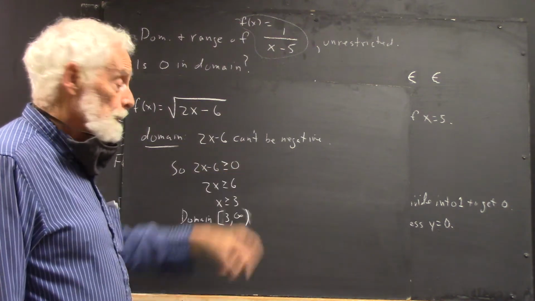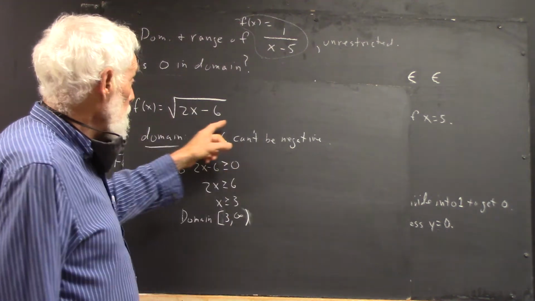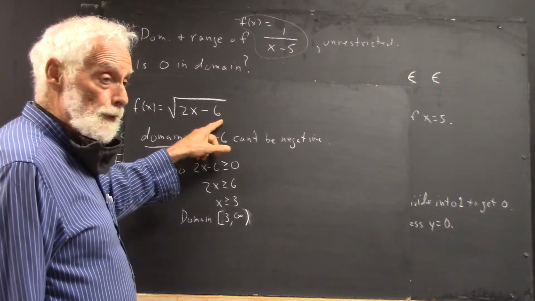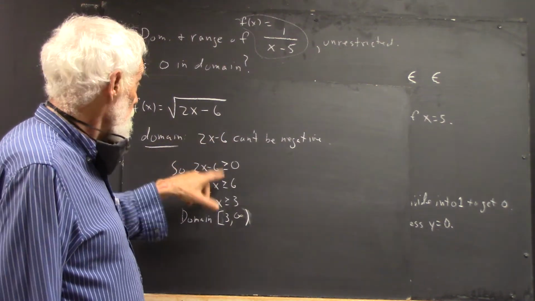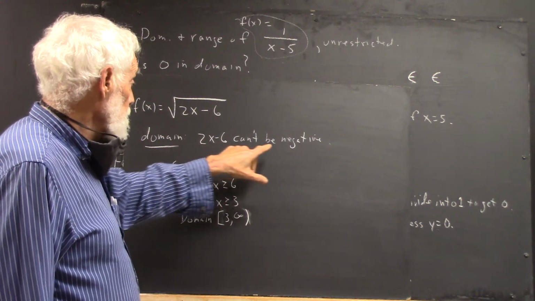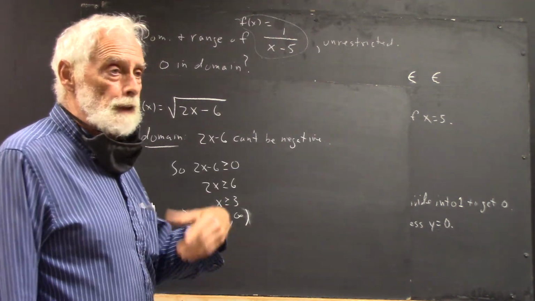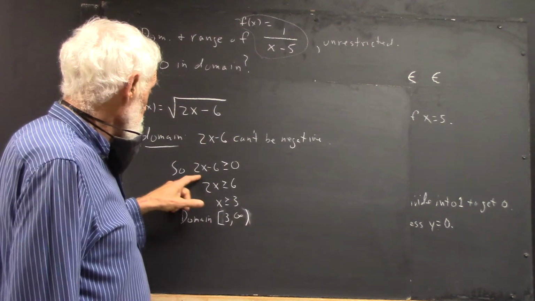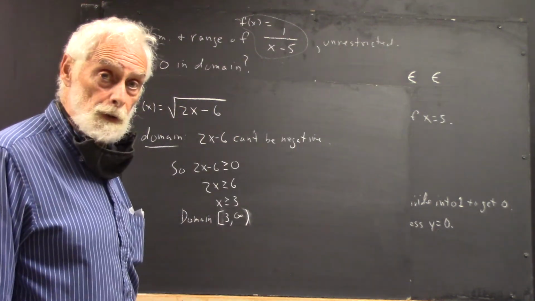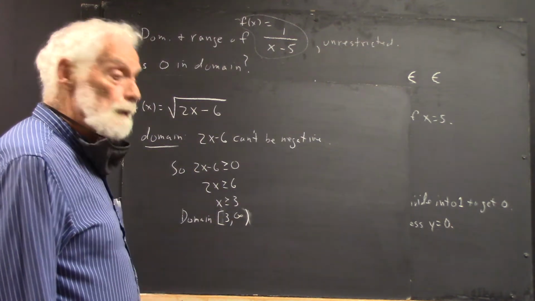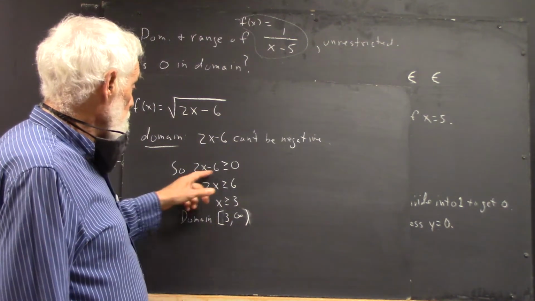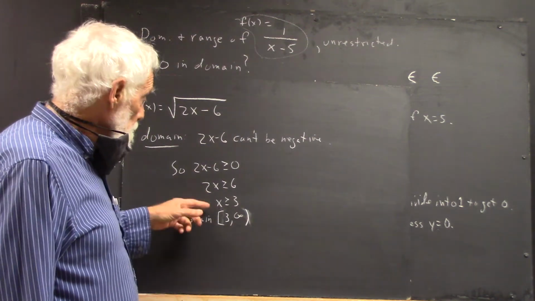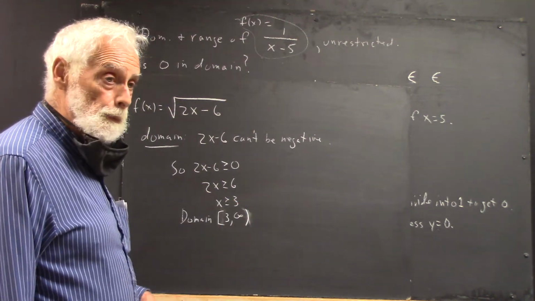So anyhow, 2x minus 6 can't be negative. Square root of anything, whatever that anything is, can't be negative. So in this case, 2x minus 6 can't be negative. Now if it can't be negative, that means it's got to be greater than or equal to 0. So we say 2x minus 6 is greater than or equal to 0. It's a simple linear inequality. Add 6 to both sides, we get 2x greater than or equal to 6. Divide both sides by 2, we get x greater than or equal to 3.